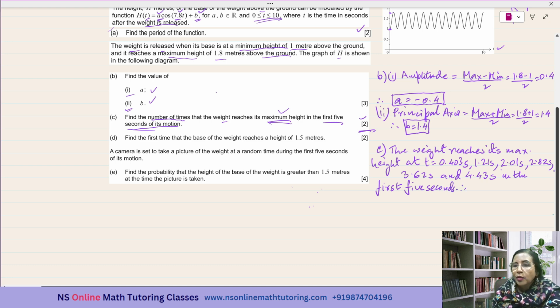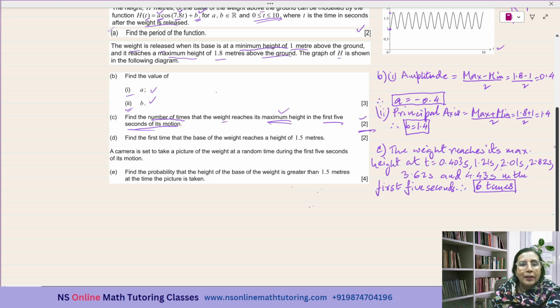Not having much space, so let me write over here. Therefore, you can write in words 6 times. 1, 2, 3, 4, 5, and 6. 6 times. Okay, so this is the answer for subpart C.